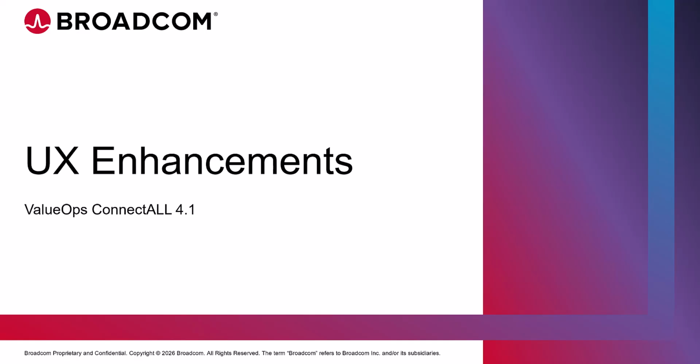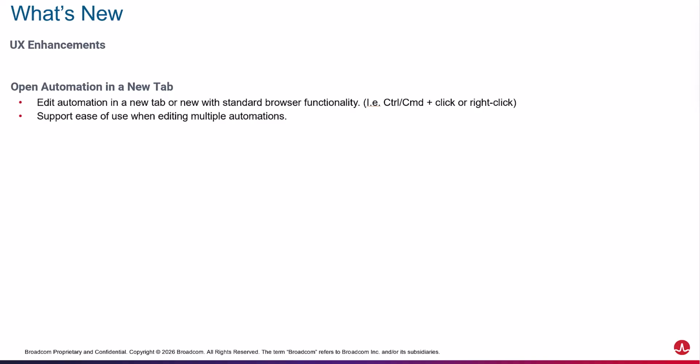UX enhancements. We made a number of enhancements to the user experience. And then another one was the ability to open automations in a new tab or new window. So this has now turned from a clickable object into a hyperlink so that you can, for example, edit multiple automations in different tabs to make the same change to a set of automations. So let's take a look at some of these.